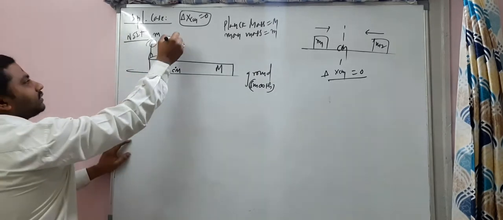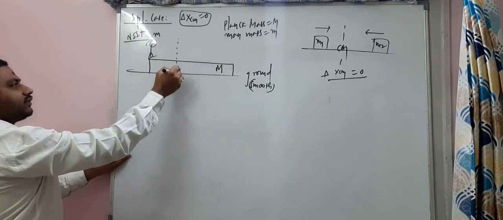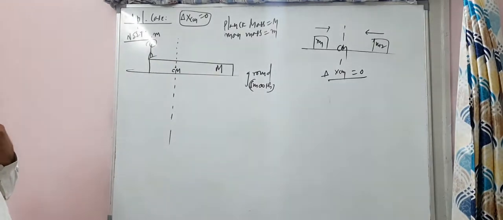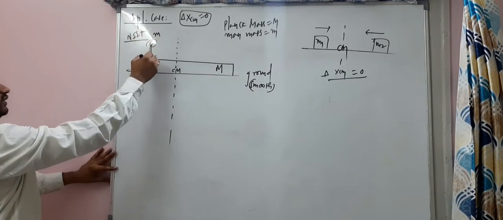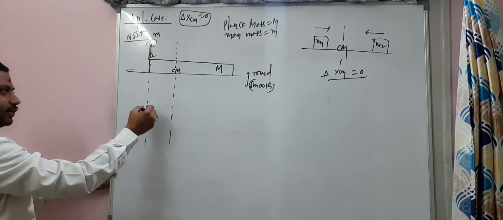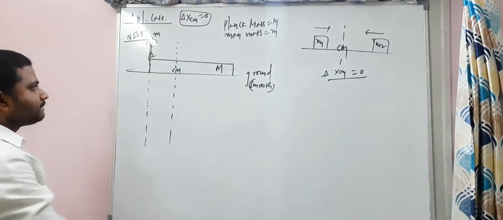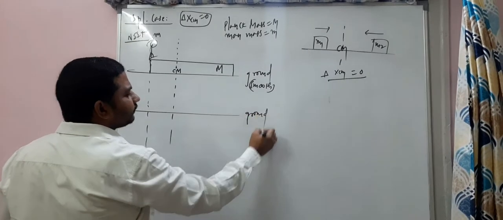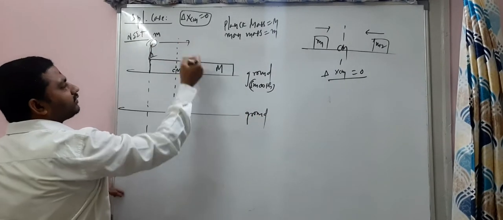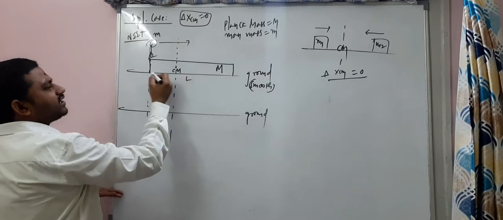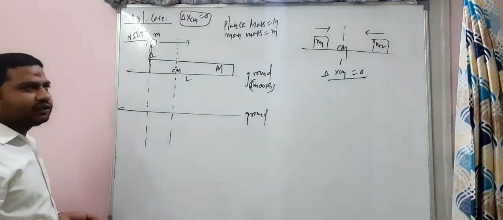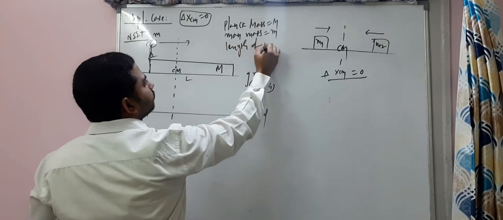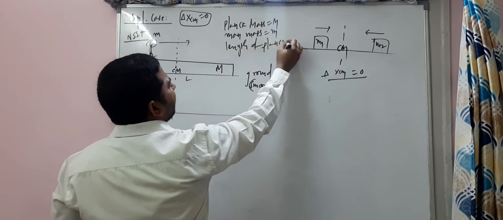I'm just drawing a reference line here, because you will understand the use of the reference line soon. And for the man also, I'm drawing one reference line here. This is the man's position initially. So this is the ground. The length of the plank is L.